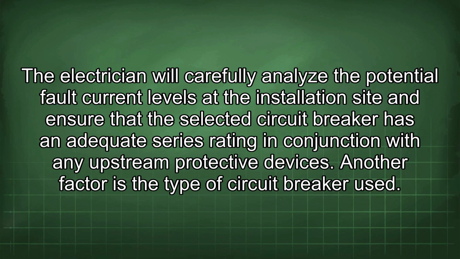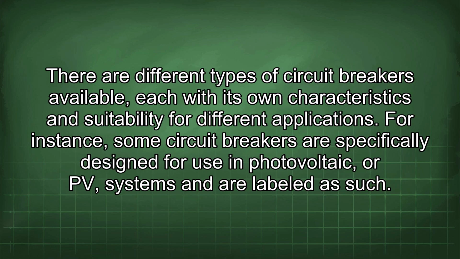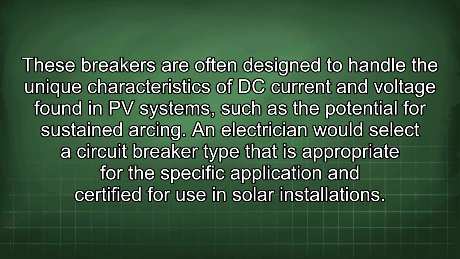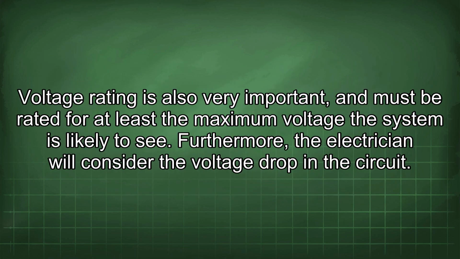Another factor is the type of circuit breaker used. There are different types of circuit breakers available, each with its own characteristics and suitability for different applications. For instance, some circuit breakers are specifically designed for use in photovoltaic or PV systems and are labeled as such. These breakers are often designed to handle the unique characteristics of DC current and voltage found in PV systems, such as the potential for sustained arcing. An electrician would select a circuit breaker type that is appropriate for the specific application and certified for use in solar installations. Voltage rating is also very important and must be rated for at least the maximum voltage the system is likely to see.